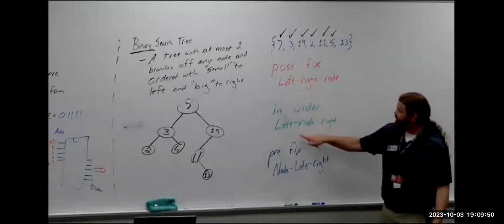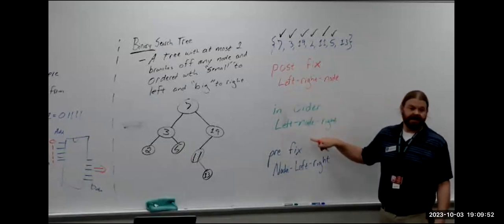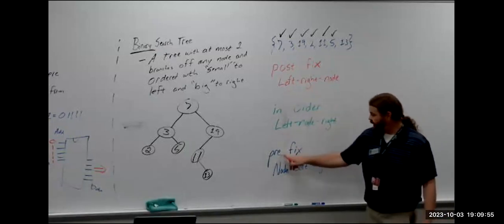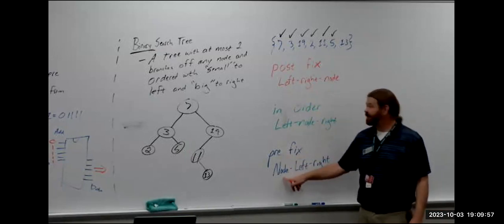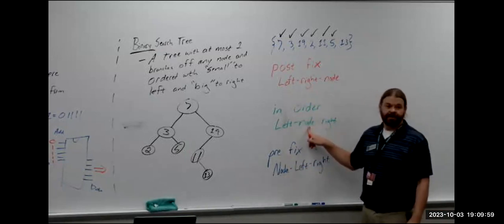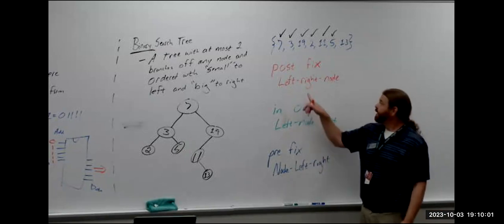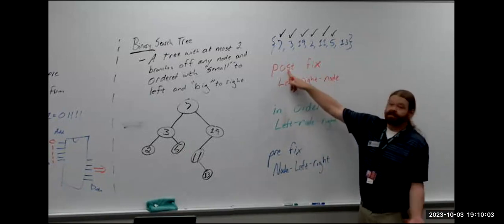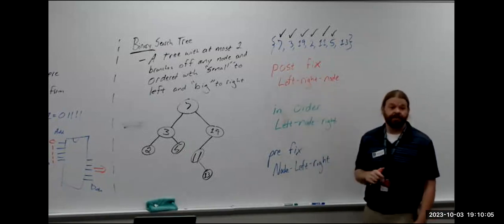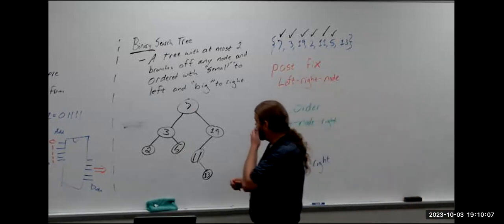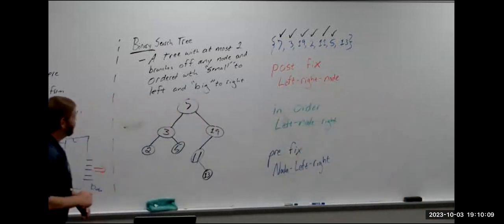Notice in all 3 of them, left and right are in the same order. And then pre has node first. In order has node in the middle between left and right. And post, meaning afterwards, has node afterwards. So that's how we travel through the tree.